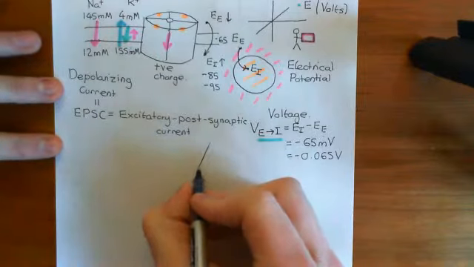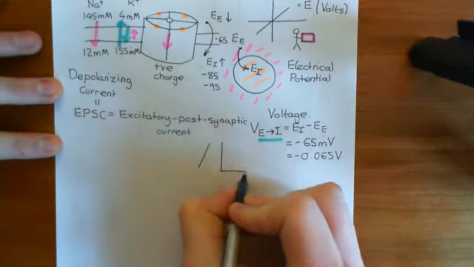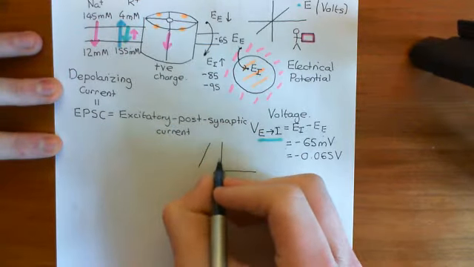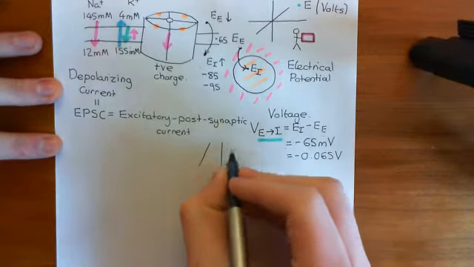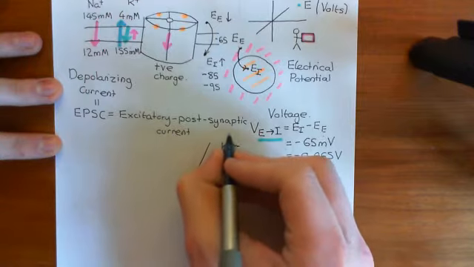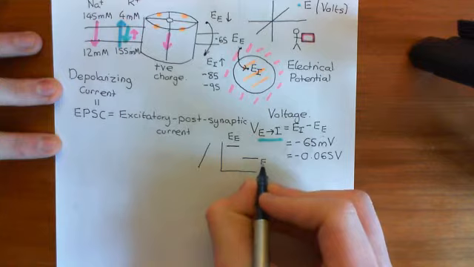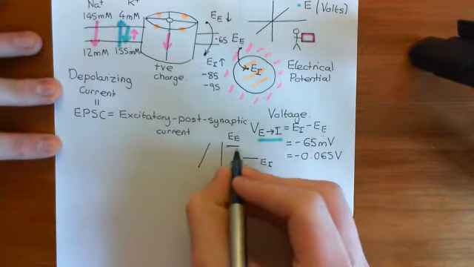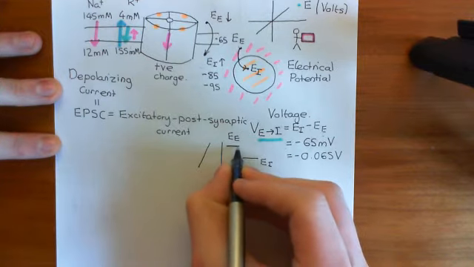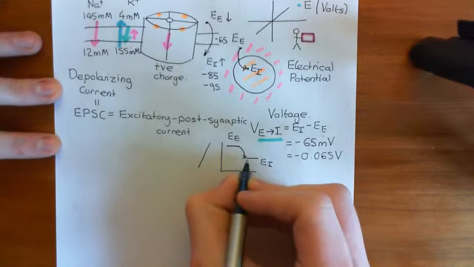So if we have electrical potential on the y-axis here, then basically we've got a high electrical potential here. Let's say this is the electrical potential extracellularly, and let's say this is the electrical potential intracellularly. So the electrical potential intracellularly is lower than the electrical potential extracellularly, i.e. you step down when you move from extracellular to intracellular.